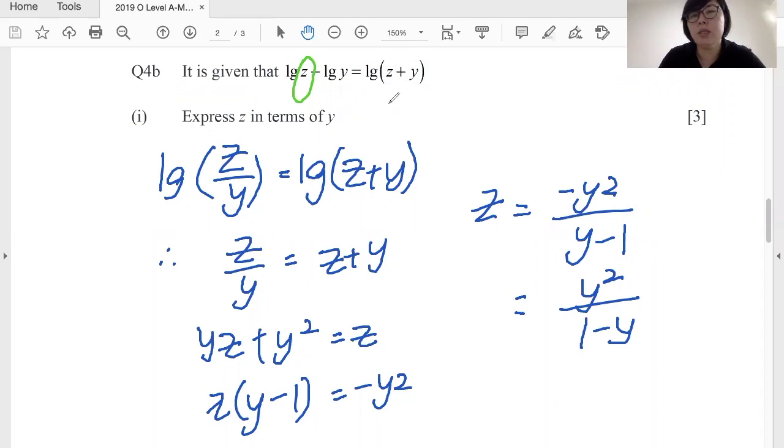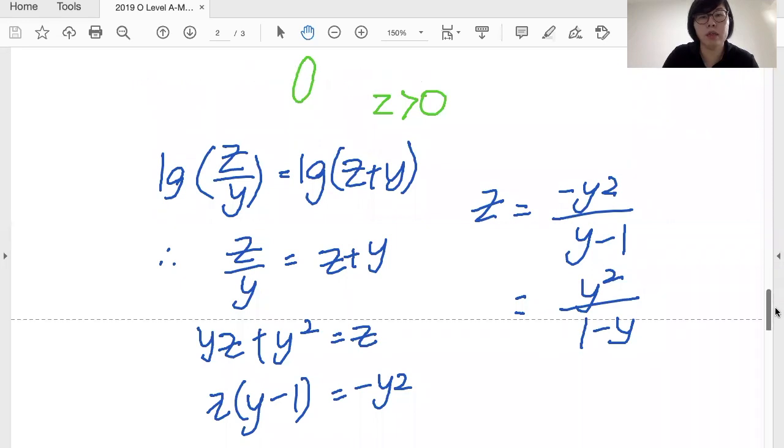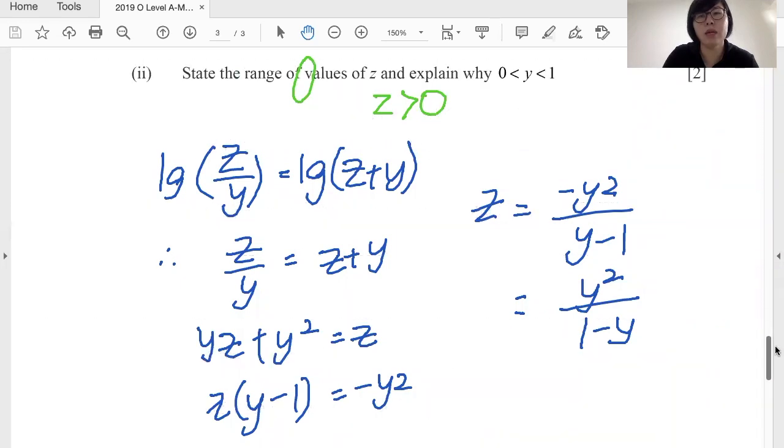I teach my students z is like the follower of the logarithm function. And in order for a logarithm function to be defined, the follower, in this case z, has to be more than 0. So that is how we answer part 2 of the question. This is the range of values of z, just by looking at where z appears. Now, the second part of that question is asking us to explain why y is between 0 and 1. With that, we need to go back to this question.